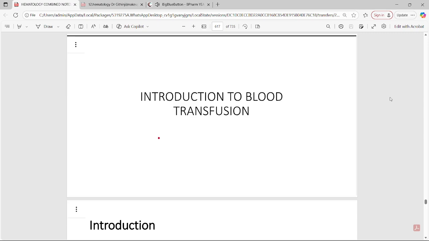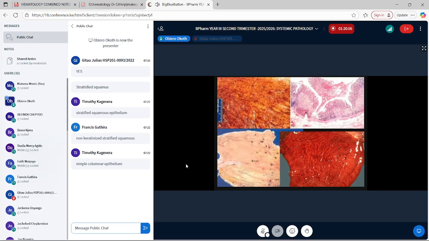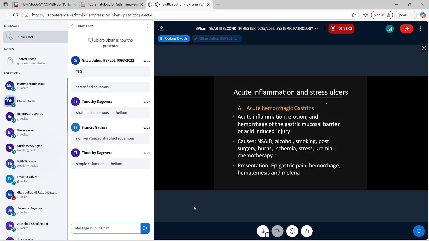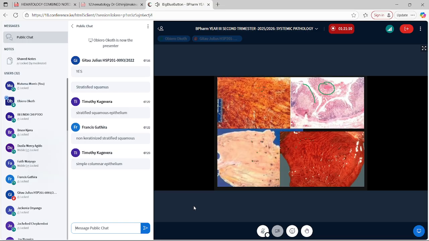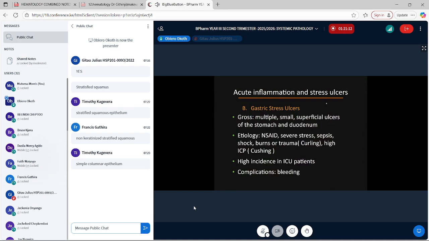Okay. These pinpoint hemorrhages you see here are acute hemorrhagic gastritis. You can even see a lot of them here, pinpoint, looking like petechial hemorrhages. This is histology, this is hemorrhage. Yes, it could be erosive. Erosive means the top layer has been eroded. Erosive gastritis. Okay, and when it becomes so much, you can get an ulcer.